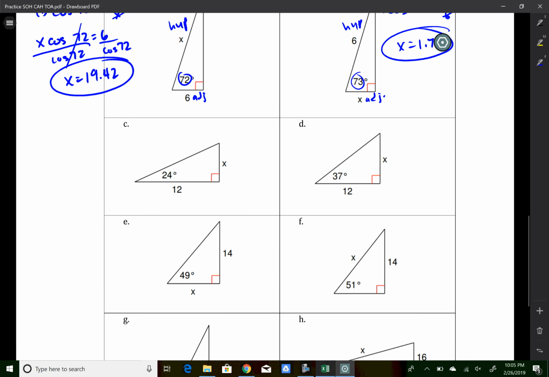C is going to be a tangent ratio. Why is it tangent? The hypotenuse isn't labeled. All right, so we have the opposite. That's what we want. We know the adjacent. So it's tangent. So I have the tangent of 24 is equal to the opposite over the adjacent. Multiply both sides by the denominator of the ratio. Again, luckily for us, the variable's already solved for. So just type it in. 5.34.